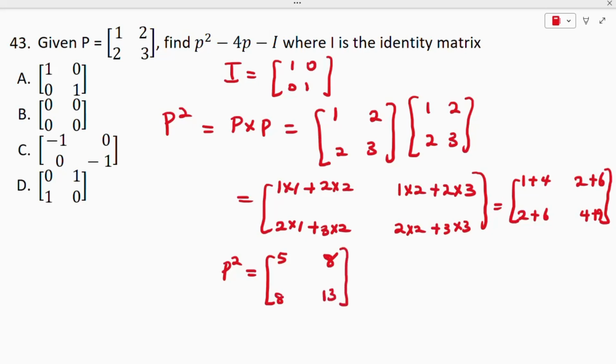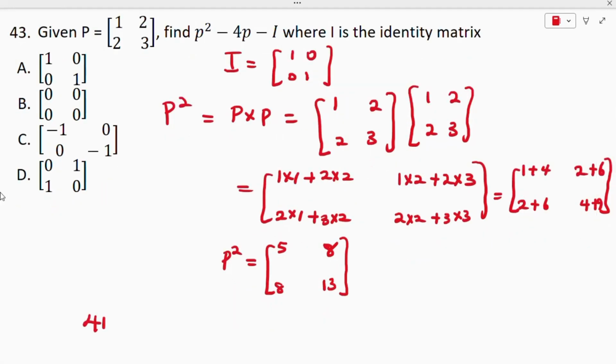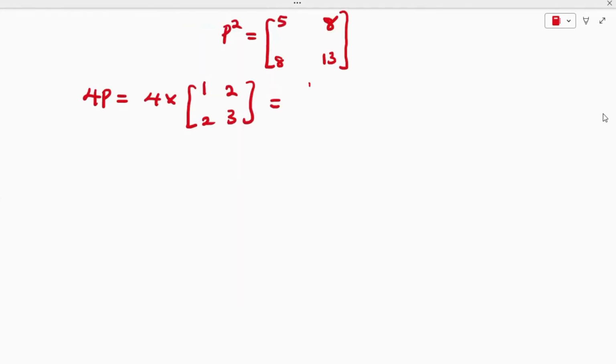So we have what? P squared. So let's simply solve for what? 4P, right? So we have this to be 4P is equal to 4 times the matrix P, which is 1, 2, 2, 3. So this is equal to 4 times 1, we have this to be 4, 4 times 2 is 8, 4 times 2 is 8, 4 times 3 is 12.